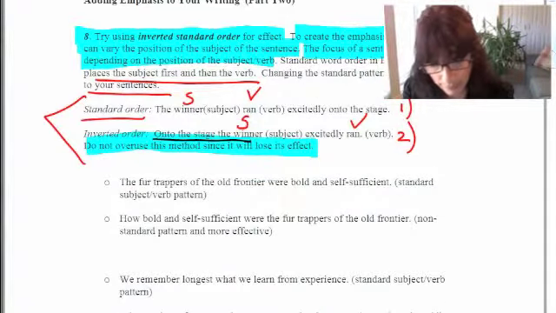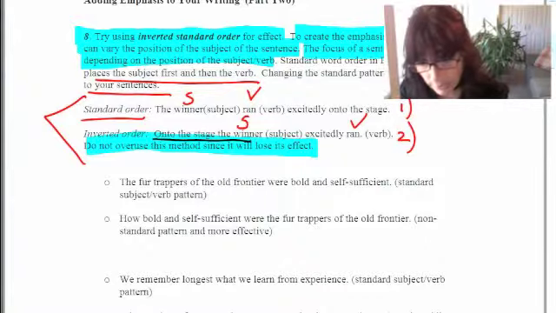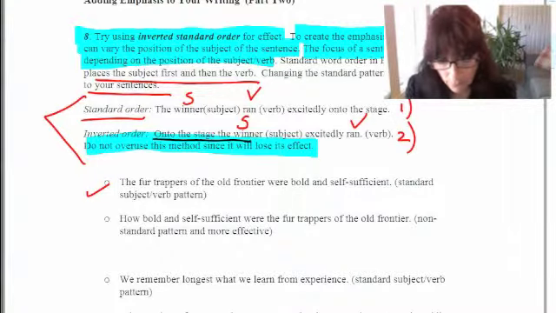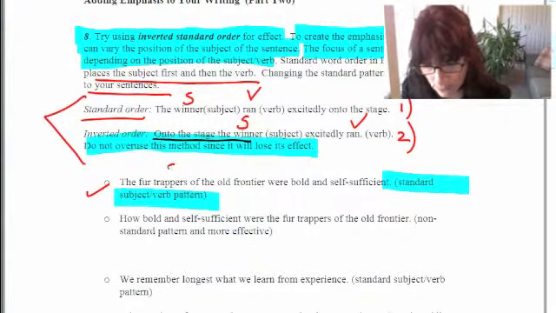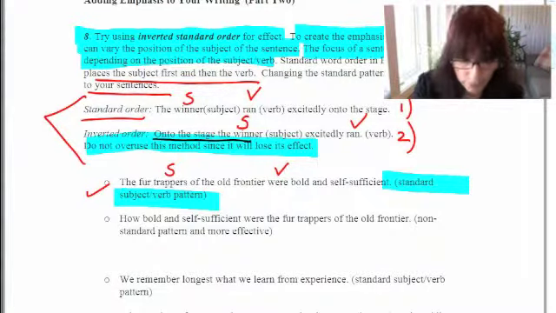I've given you a couple of other examples to show you how effective this can be. Take a look at this sentence here. The fur trappers of the old frontier were bold and self-sufficient. This is a standard subject-verb pattern. Your subject is the fur trappers. Were is the verb. So the fur trappers of the old frontier were, and then your adjectives. What were they? Bold and self-sufficient.